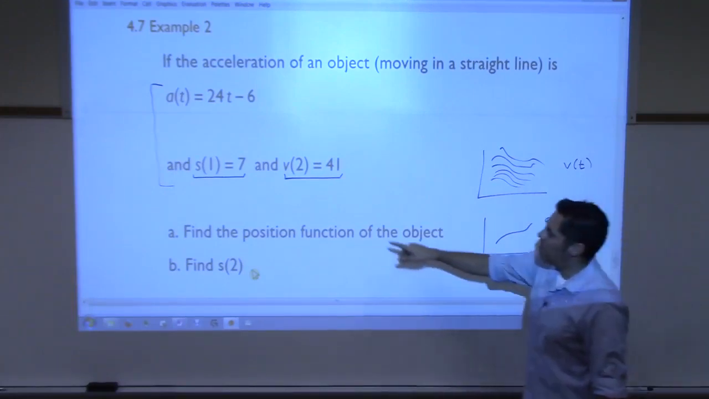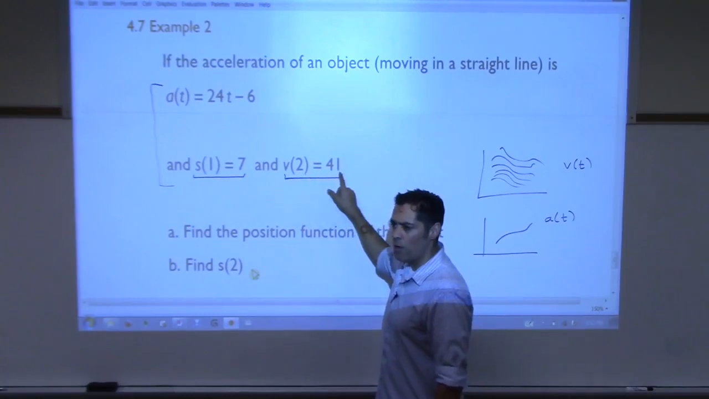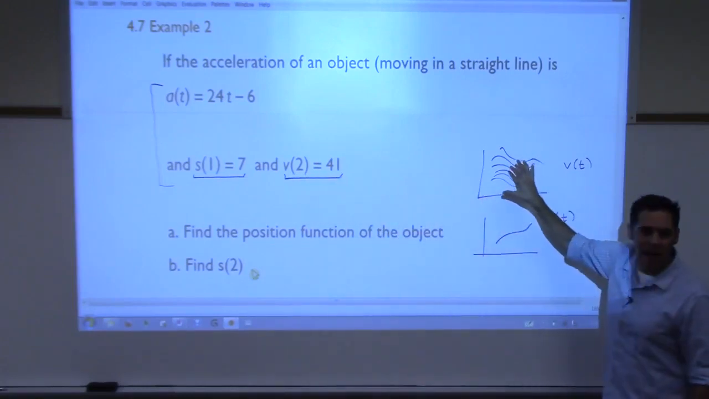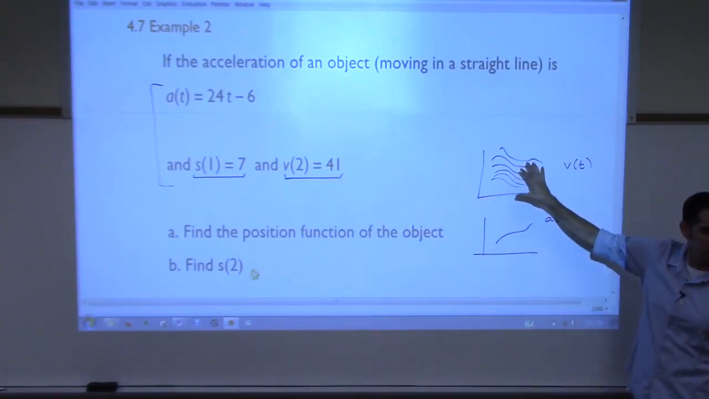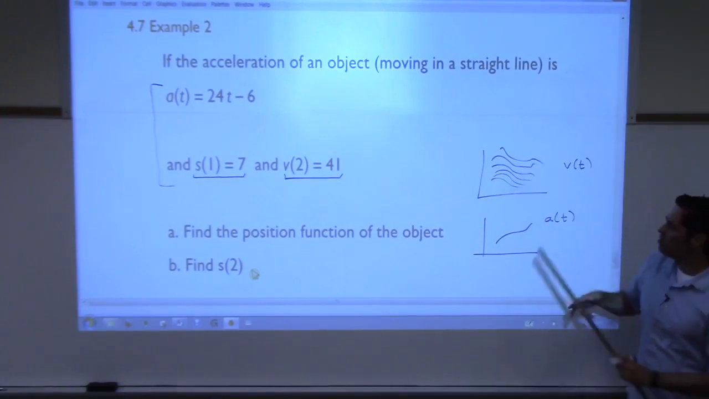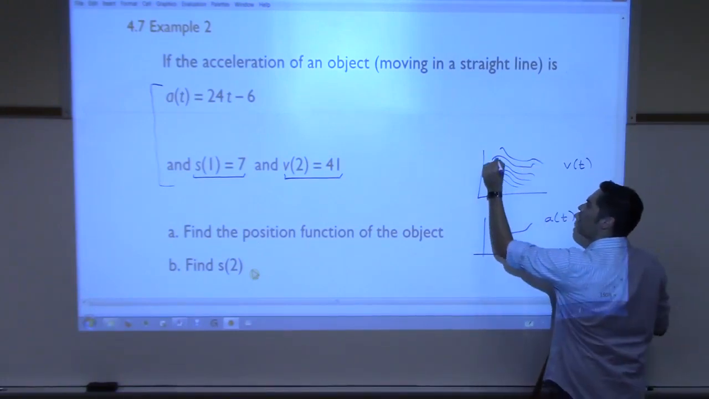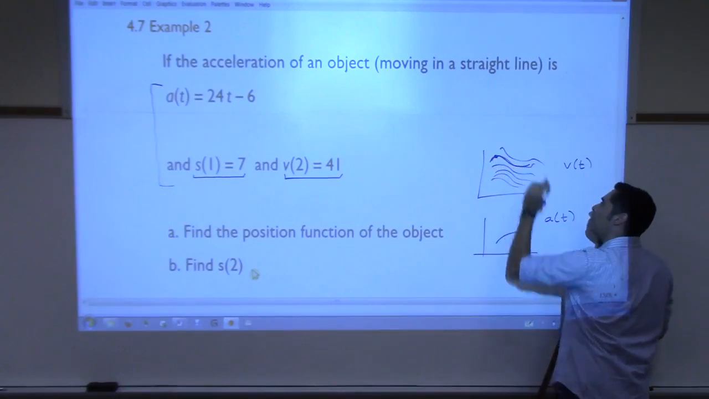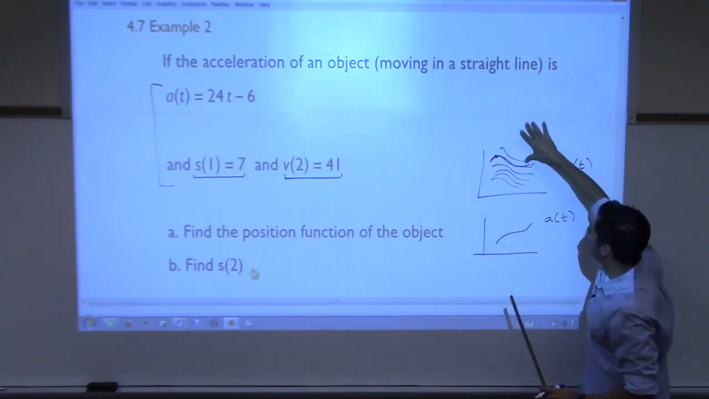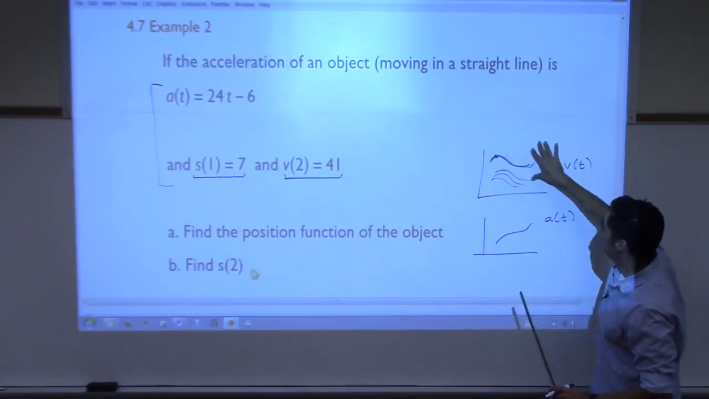But the fact that they tell me v of 2 is 41 means only one of these graphs is going to contain that point. So I go out here, I say v of 2 is 41. Ah, it's got to be that one. So now I know it's that particular function, and I know it's none of these, right?